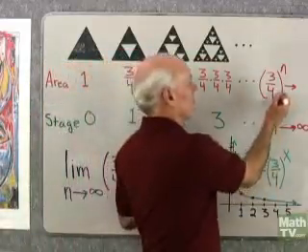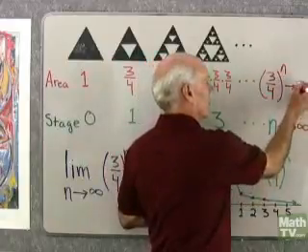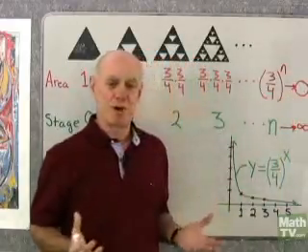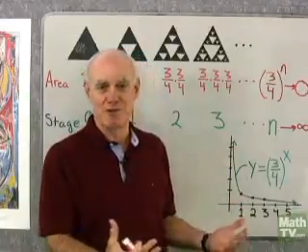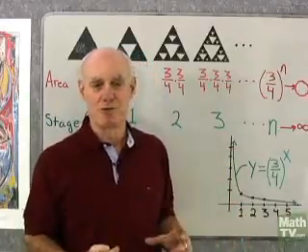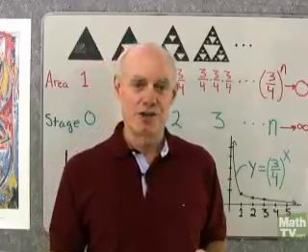And so 3/4 to the n as n goes to infinity goes to 0, and that's why we say in the end result, when we go all the way out to infinity with the Sierpinski triangle, we have a geometric figure that has 0 area to it.